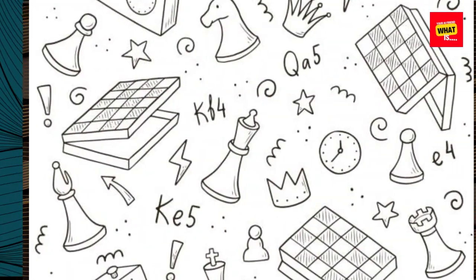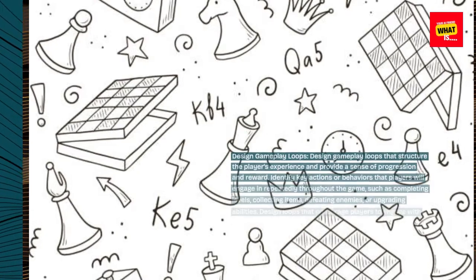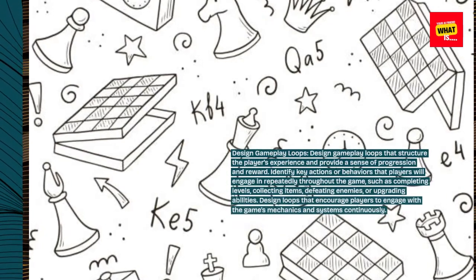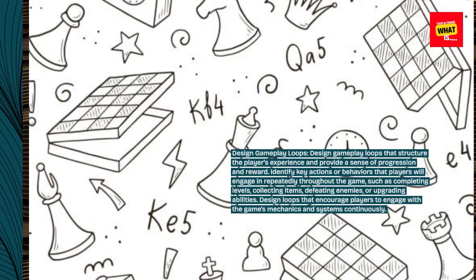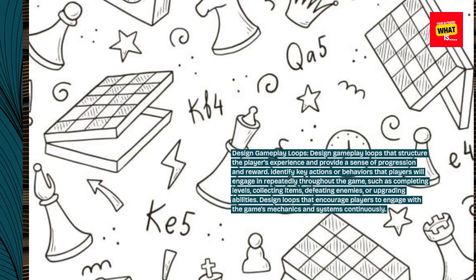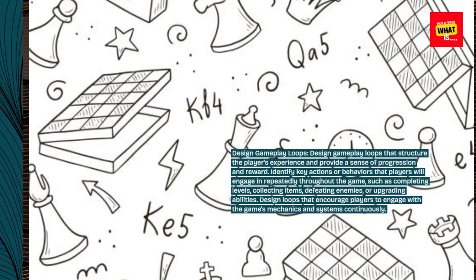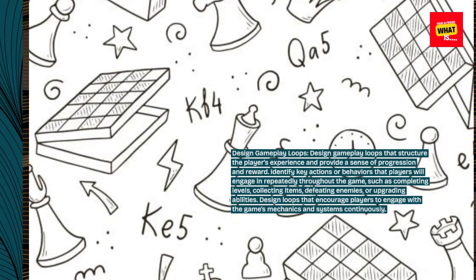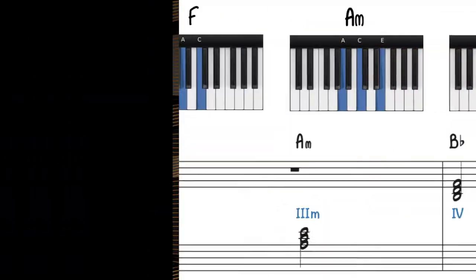Design gameplay loops. Design gameplay loops that structure the player's experience and provide a sense of progression and reward. Identify key actions or behaviors that players will engage in repeatedly throughout the game, such as completing levels, collecting items, defeating enemies, or upgrading abilities. Design loops that encourage players to engage with the game's mechanics and systems continuously.